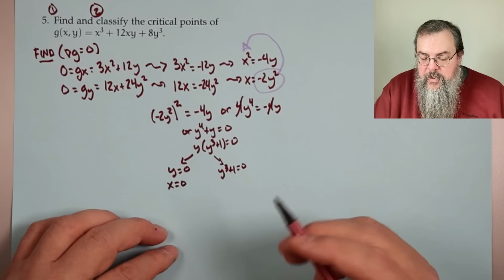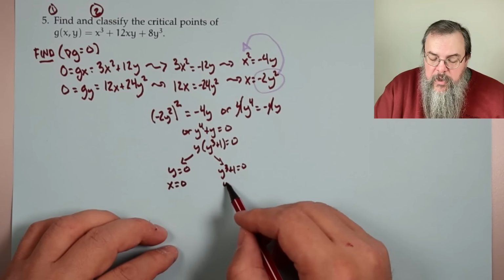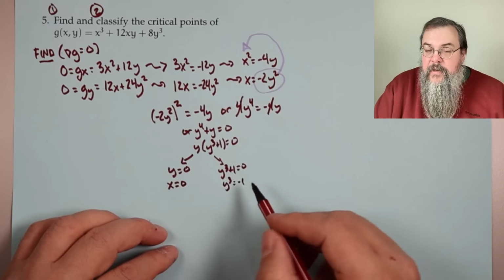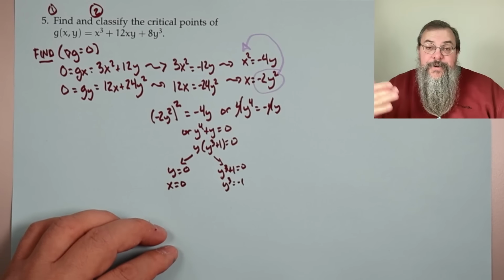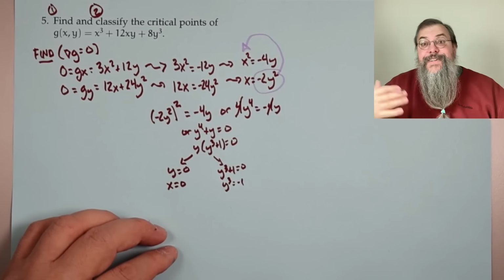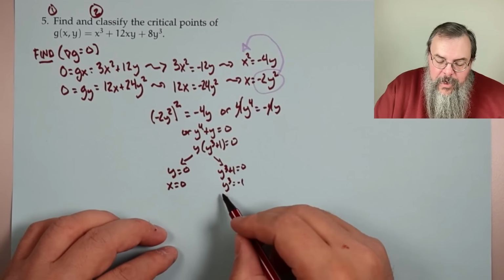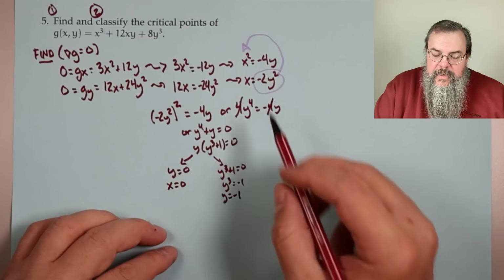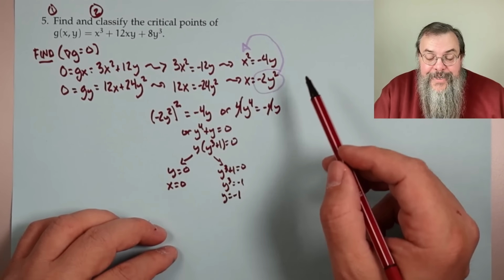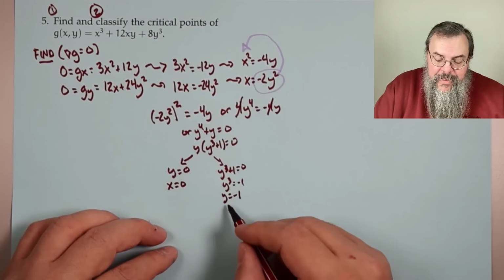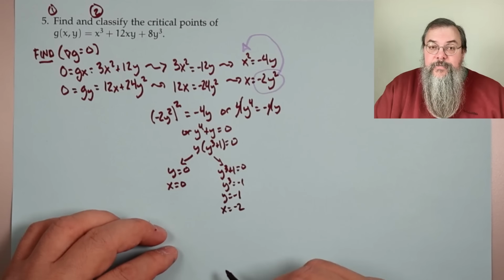All right, no worries. Here, this says y cubed is negative 1. Take the cube root. You don't have to worry about plus or minus with cube roots. The cube root of negative 1 is negative 1. So y equals negative 1. Now x is negative 2 times negative 1 squared. Well, that tells us that x is negative 2.